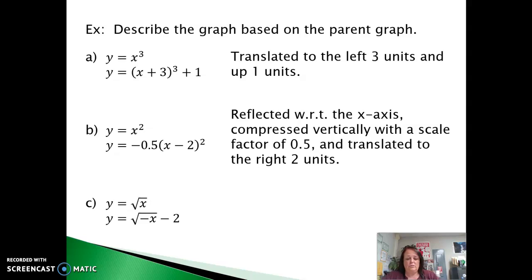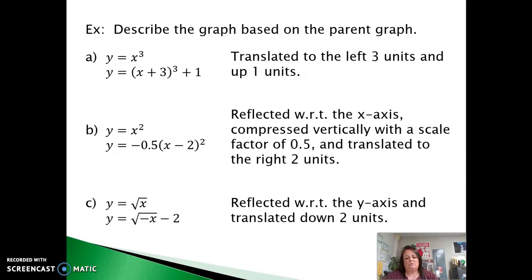So anytime it's horizontal, we have work to do. So on this last one, the negative is on the inside of the radical. So that's going to be a horizontal reflection, which is across the y-axis. And then the minus 2 is outside of everything. So that's vertical, and it is what we see. And that's going to be translated down 2 units. So if you need to copy any of that, I would pause the video for a second.